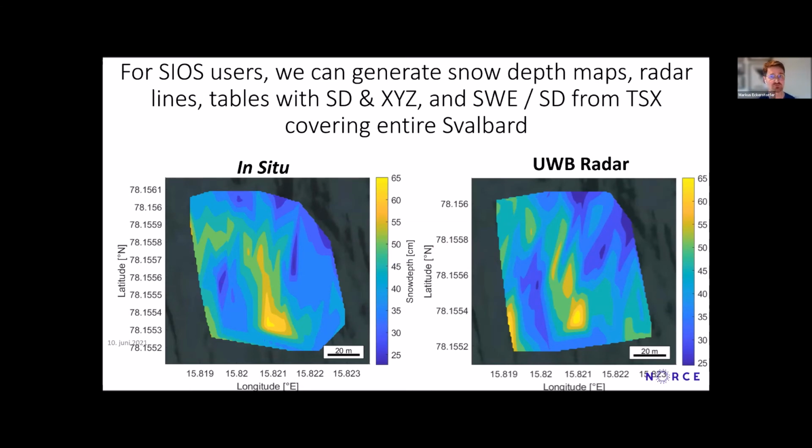For SIOS users, we generate different products that we are uploading onto the repository. Those are snow depth maps. As you can see here, we show a comparison between in situ snow depth measurements and the UWB radar, with a very high spatial correlation. We can also supply radar lines or simple tables with snow depth and coordinates. And at some point, as I said, it is the goal of our SIOS contributions to produce snow water equivalent and snow depth maps for entire Svalbard using the TerraSAR-X data.